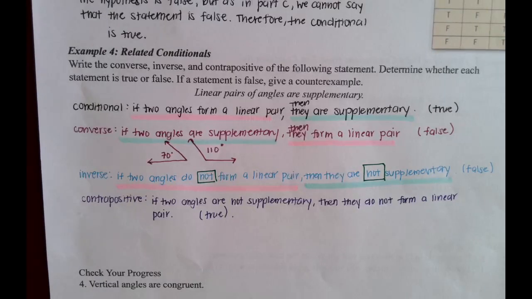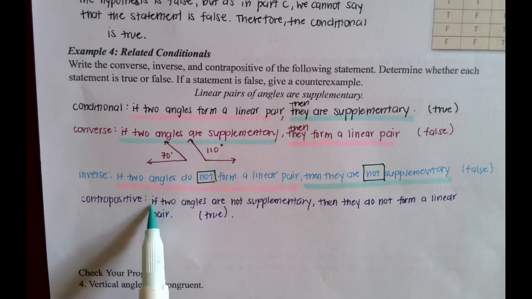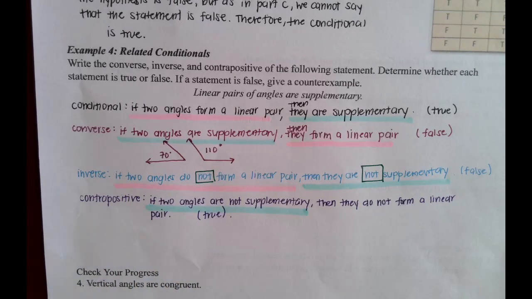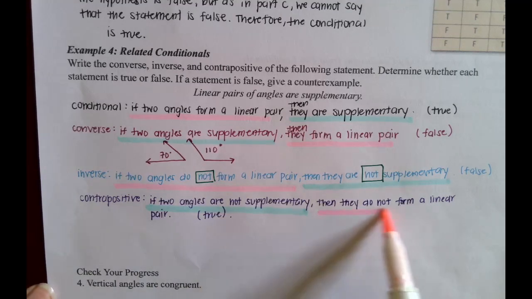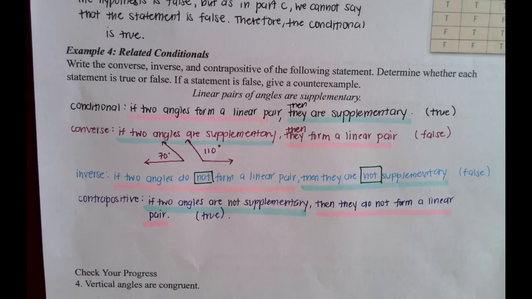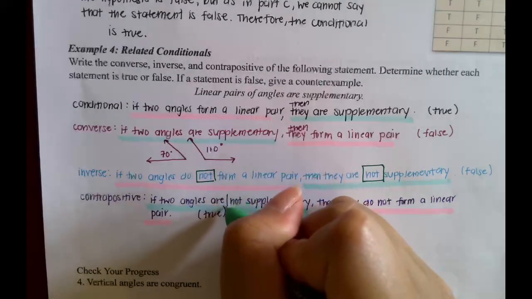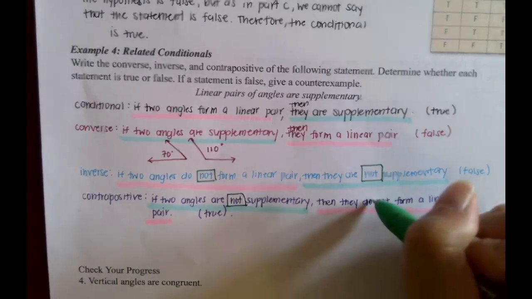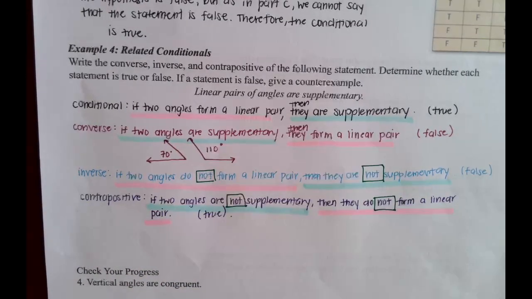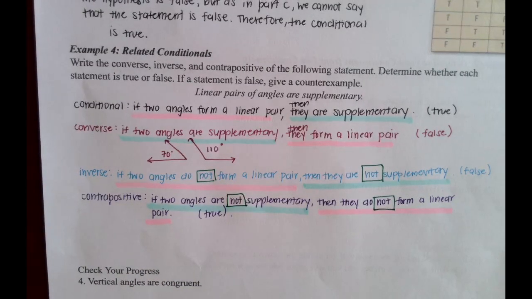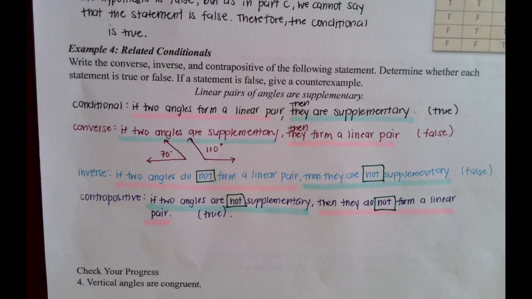And then the last is the contrapositive. So the contrapositive switches the order of the original and has the not as part of it. So the contrapositive says if two angles are not supplementary, then they do not form a linear pair. That is true.